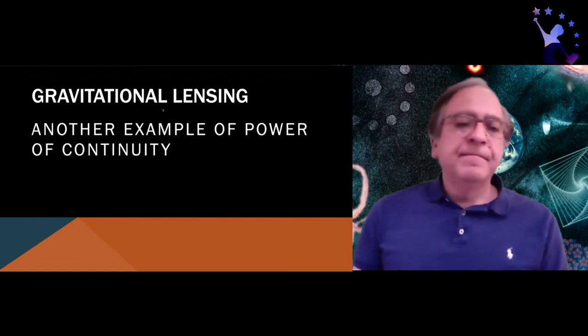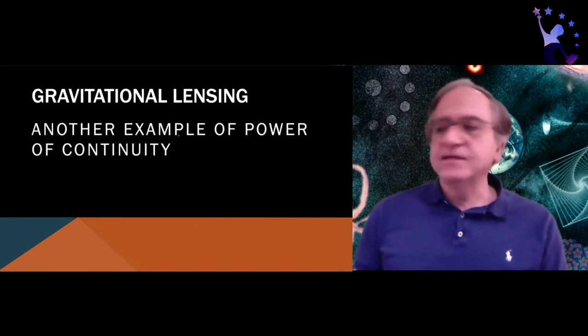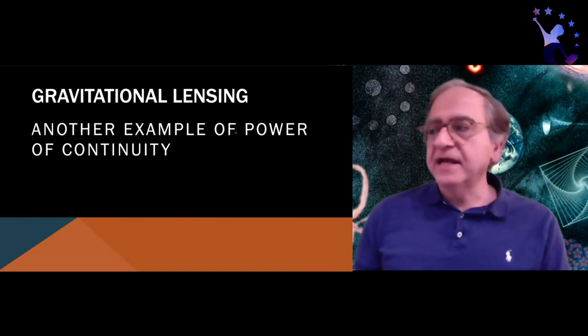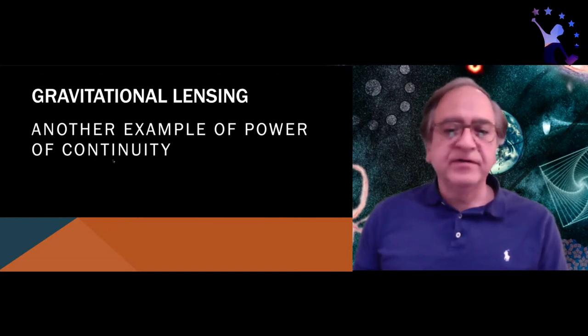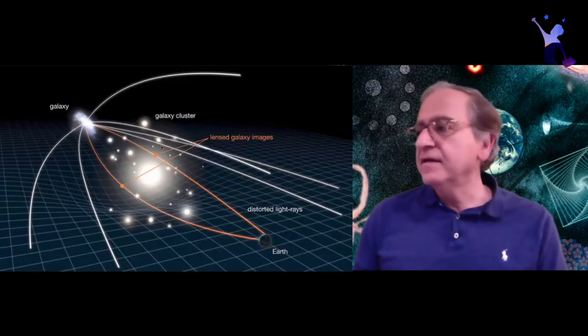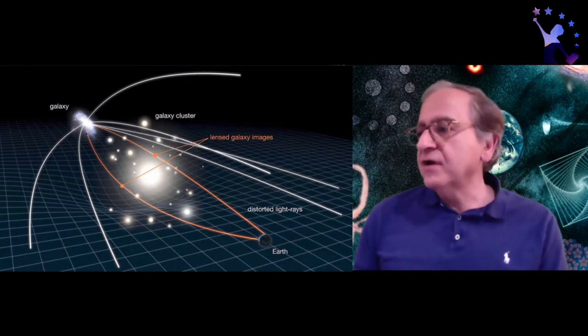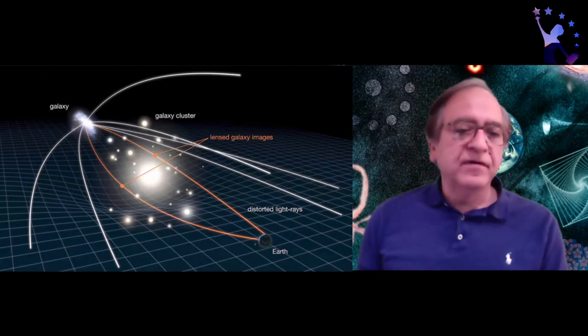So let me talk about gravitational lensing. Gravitational lensing is another example of the power of continuity. So what is gravitational lensing? Well, as I was mentioning, Einstein discovered that the geometry of space and time is curved due to matter, but that curvature causes the light rays to bend as they move.